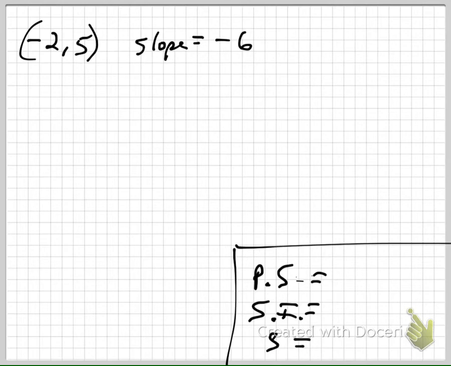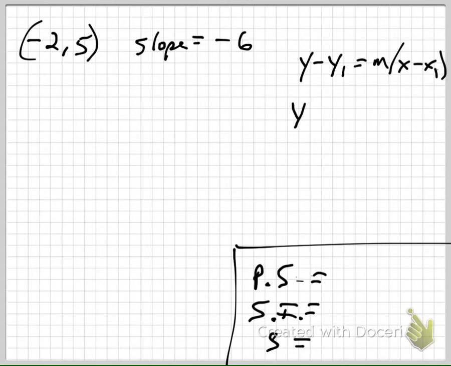Another way now is to go right to point slope form, and then you transfer it to slope intercept. Let's do that. Let's do point slope form. What is point slope form again? y minus y1 equals m times x minus x1. Agreed? Okay, plug it in.